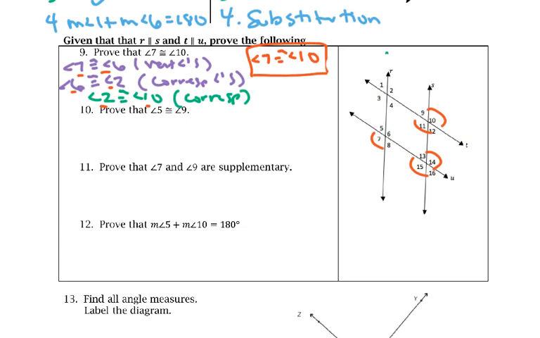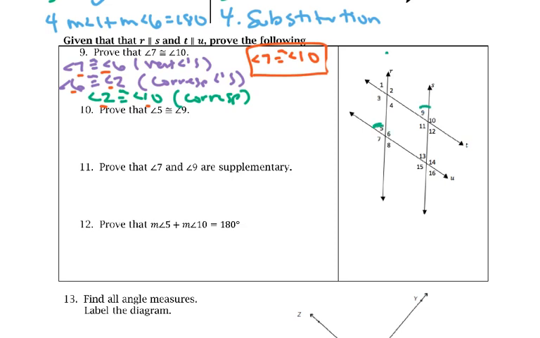Okay, prove that angle 5 is congruent to angle 9. So if you feel like you have a better grasp on this than you did a few minutes ago, then maybe pause the video and see if you can think of a path to get from 5 to 9. How can you show that they're congruent? And then come back and see if you're right. Okay, so 5 to 9, that's where I'm going to get.